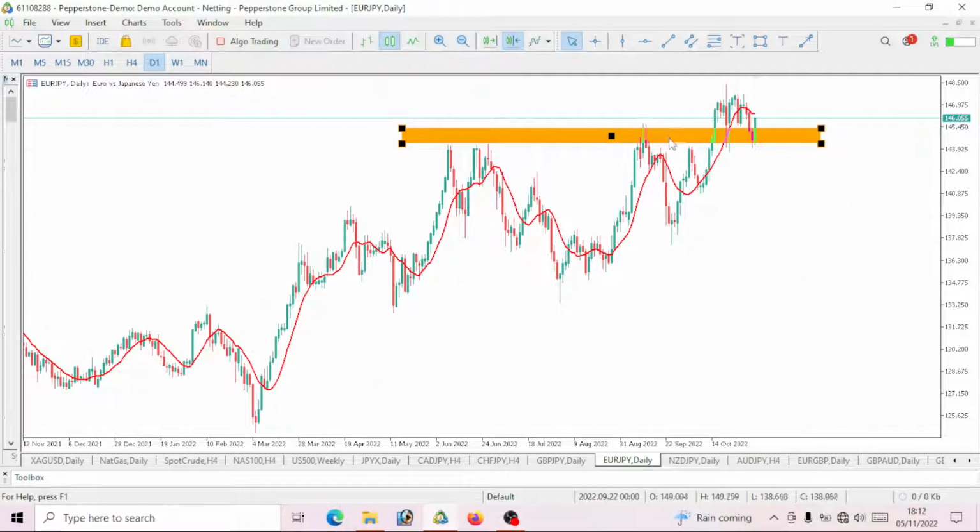We would be taking a look at our EUR/JPY. We would want to see where this price will be moving for this week.